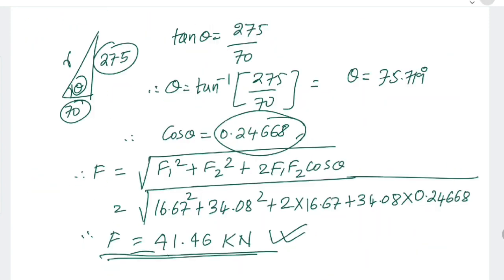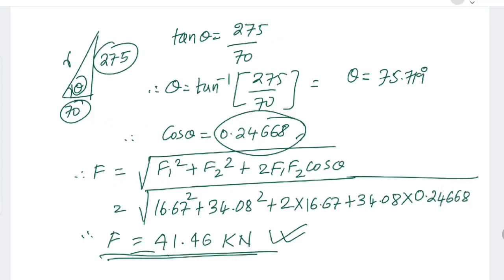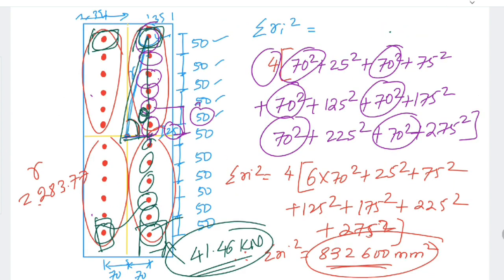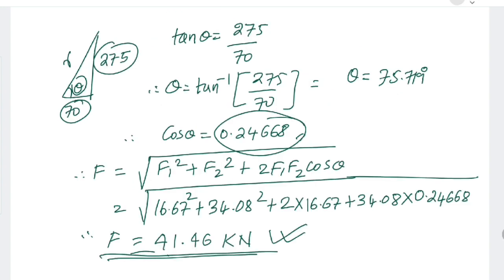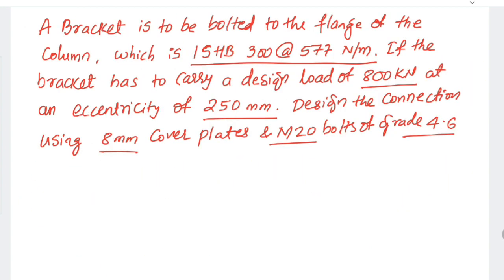If it is not safe, that is, if this value F is more than the capacity, then, since the diameter and grade of the bolt are already fixed, you need to increase the number of bolts for this connection. If the demand is more than the capacity, you need to increase the number of bolts. I think you understood the problem, right?